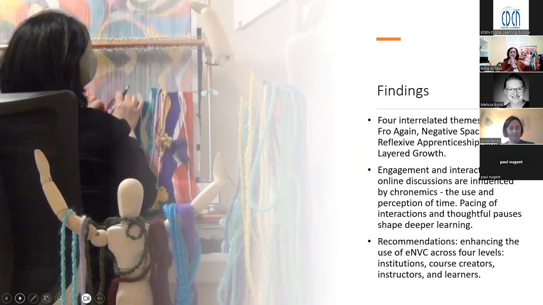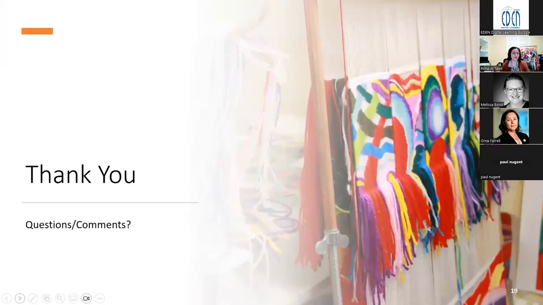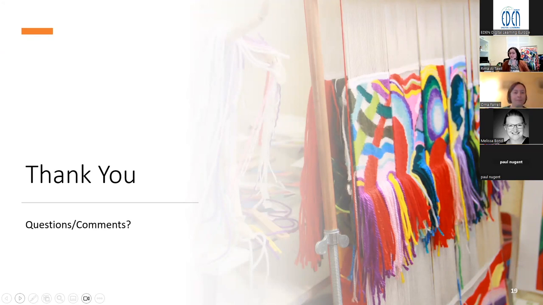So the weaving and the art and the creativity were for inspiration, but the outcome was some knowledge, some awareness about ENVC, of course, and many recommendations at several levels: for educational institutions or programs, course design, course instruction and facilitation, and learners, on the understanding and use of ENVC in asynchronous discussions. And I'm going to stop here. Thank you so much for listening to me for this long rambling about my research and my creative approach. I would welcome any questions if we have any.